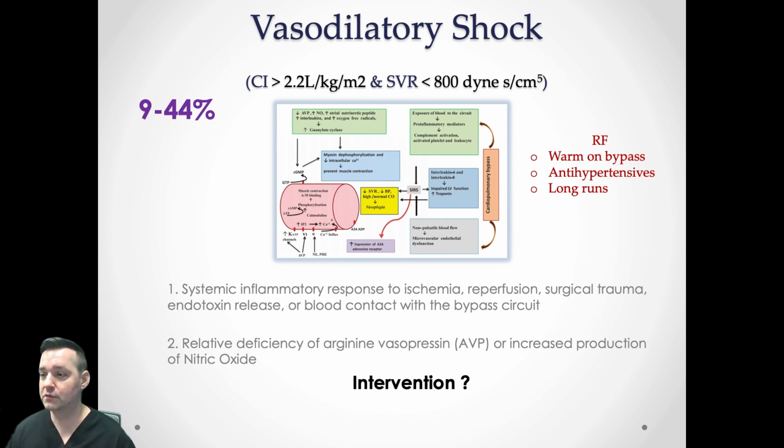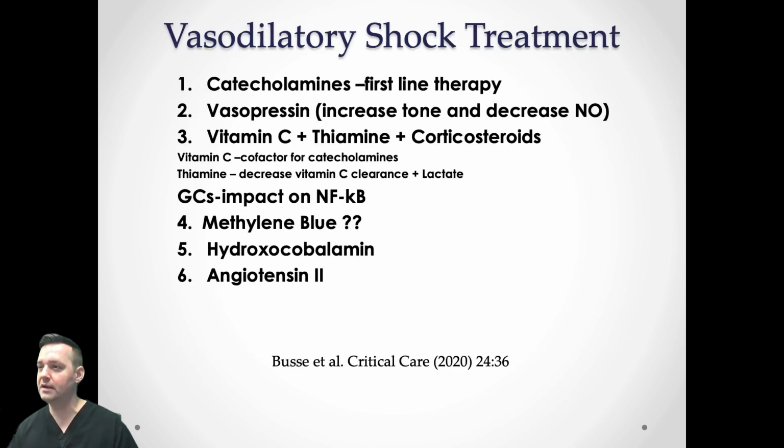And risk factors would be patients who are warm on bypass, which might highlight the fact that there is active inflammation. Patients on antihypertensive medications preoperatively, we talk about beta blockers, we talk more about ACE inhibitors or calcium channel blockers, and then really long pump runs, really long exposure to the bypass circuit puts you at high risk for this vasodilatory shock. So identify it: cardiac index less than 2.2, SVR less than 800, and then what are you going to do about it? There's a lot of different approaches.